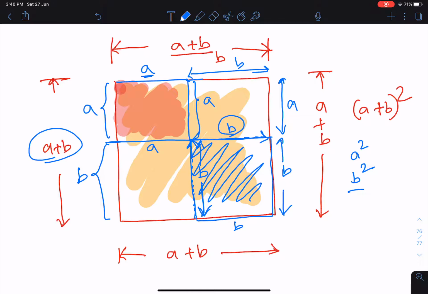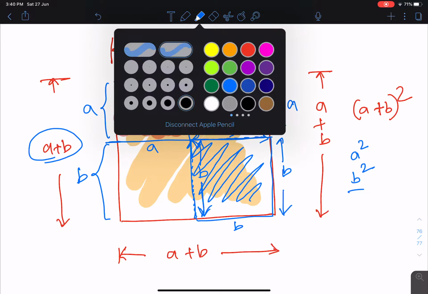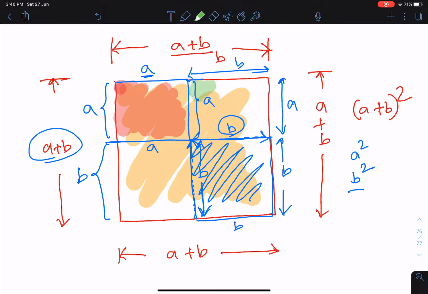Now what will be the area of this section? This means this one. One side is a, another side is b, so the total will be ab for sure. And now what will be the area of this section? Same again, one side is a, another side is b, so the area will be ab.